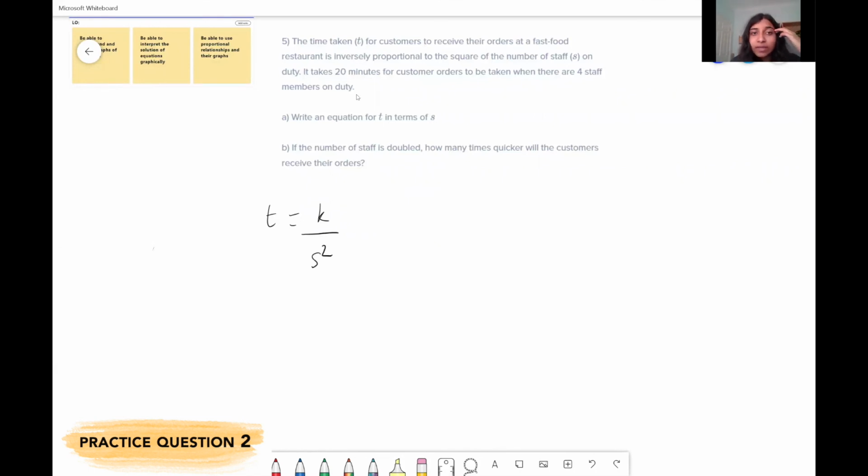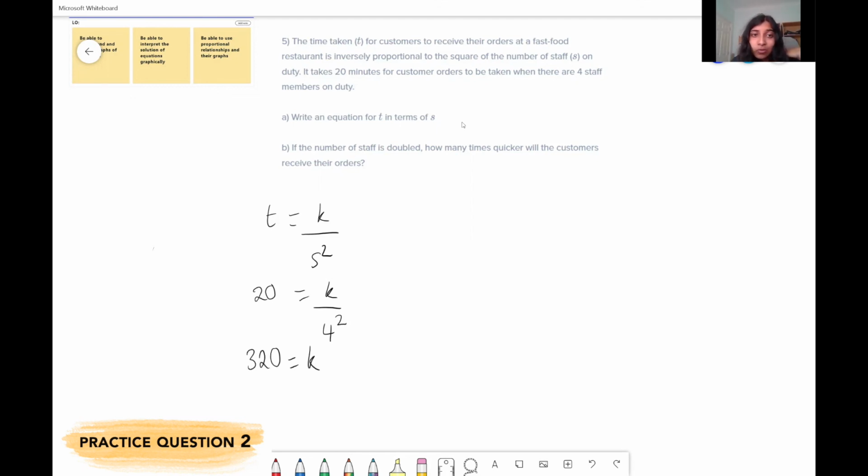And it takes 20 minutes for customer orders to be taken when there are 4 staff members on duty. So we want to write an equation for T in terms of S, and we can just plug these numbers in. T is equal to 20, and that's equal to k over S squared, with S equal to 4, so 4 squared. Then if we do 20 times 16, we would get 320 is equal to k.